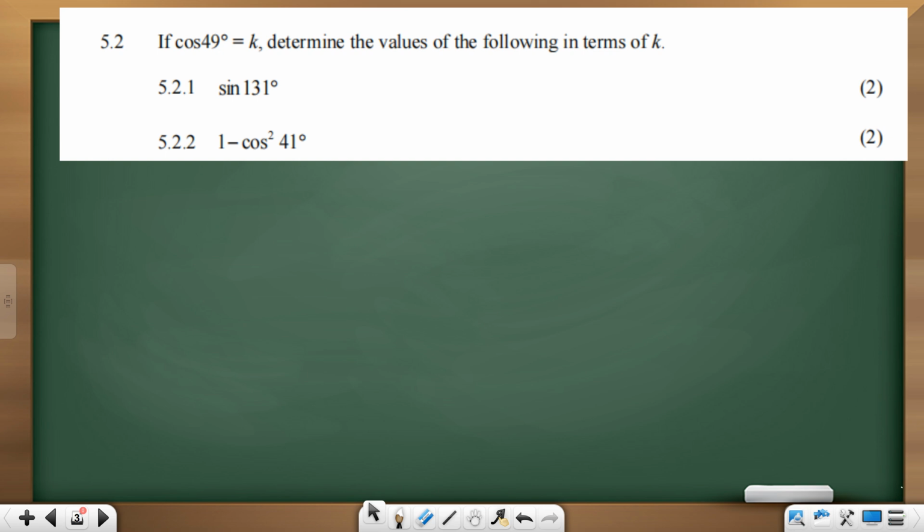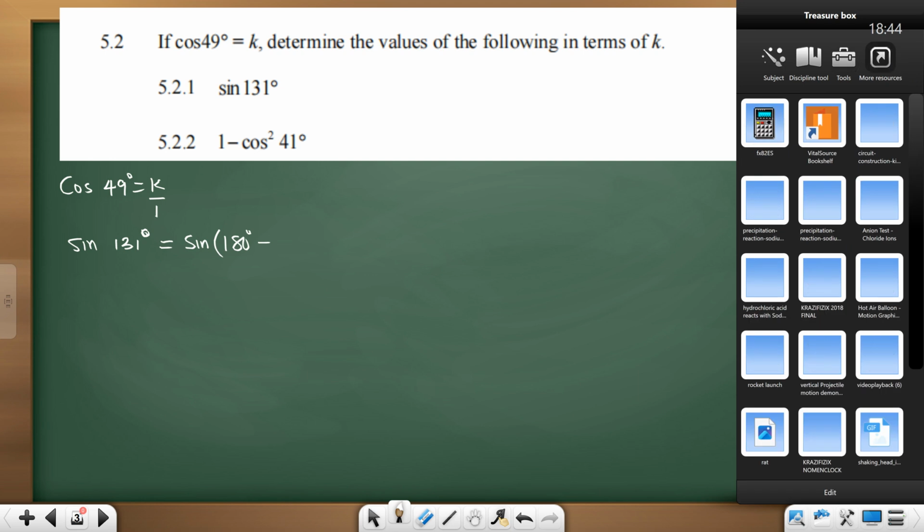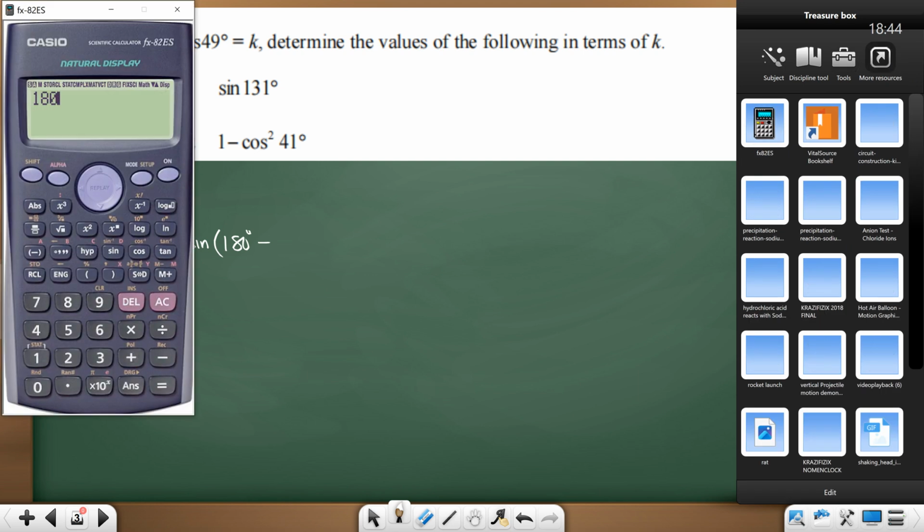Okay, given that cos 49 equals k. Now, quickly, what the examiner is trying to tell you is that cos 49 degrees is actually k over 1. Let's see if we are going to need any of this, the diagram maybe. What is sine 131? I know you guys want to do what you are used to. 131 is in the second quadrant, so it's going to be sine of 180 degrees minus. You just pick your calculator and say, what is 180 minus 131?